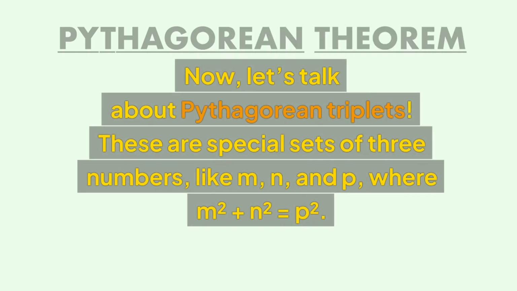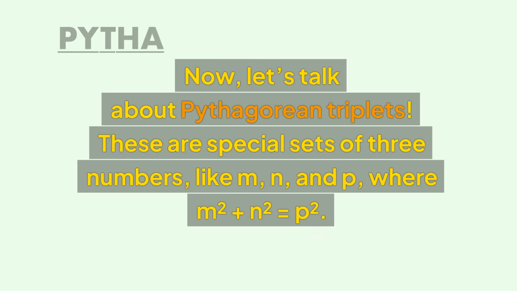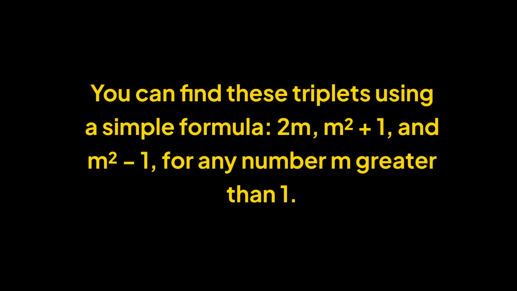Now, let's talk about Pythagorean triplets. These are special sets of three numbers, like m, n, and p, where m squared plus n squared equals p squared. You can find these triplets using a simple formula, 2m, m squared plus 1, and m squared minus 1, for any number m greater than 1.